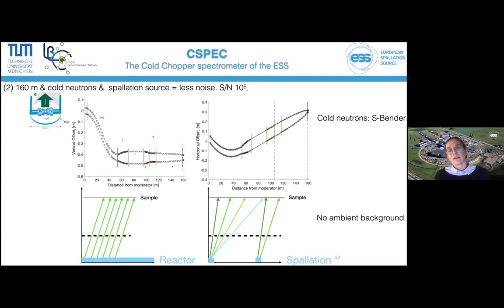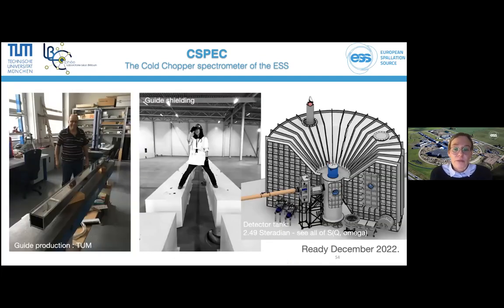So you see that this is very effective, because in between the proton pulse hitting the target, we should have a free region, a background free region, which is something that you do not have at a reactor. So there should be no ambient background, indeed. So we have higher flux, much less noise, so we should be able to access really very interesting new states. So I want to show you some production pictures.